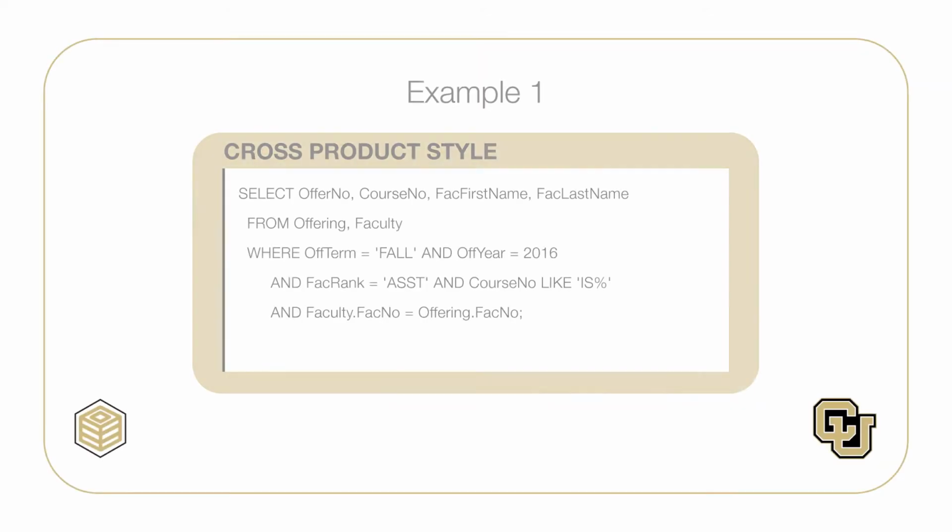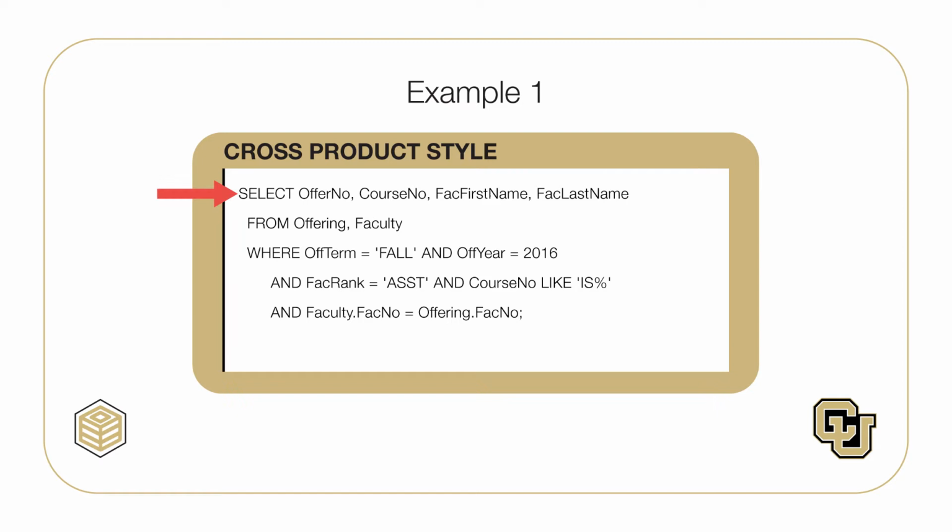This lesson provides examples of two important ways to specify join operations. The cross-product style lists tables in the from clause and join conditions in the where clause as shown in Example 1. Example 1 shows a select statement to retrieve the offering number, course number, and faculty name, first and last name, for assistant professors teaching information systems, IS%, courses in fall 2016. Note that the from clause contains the offering and faculty tables, and the where condition contains the join condition in the last line of the statement.